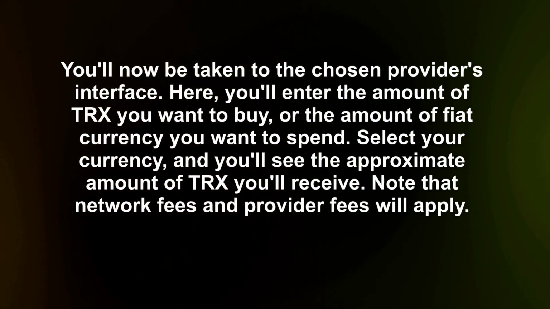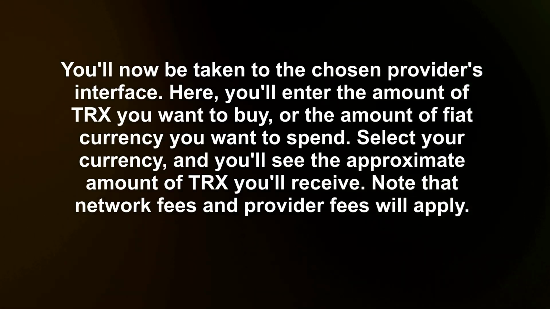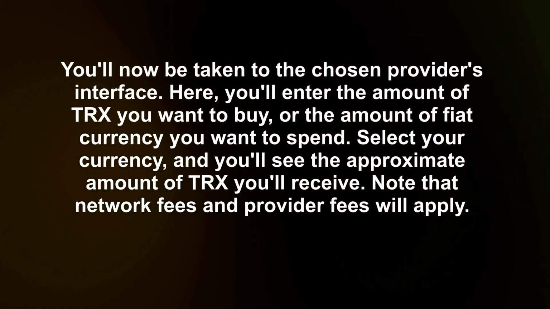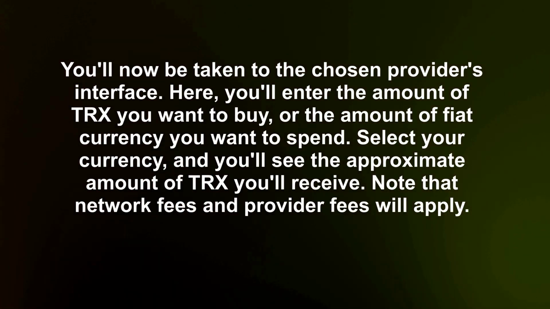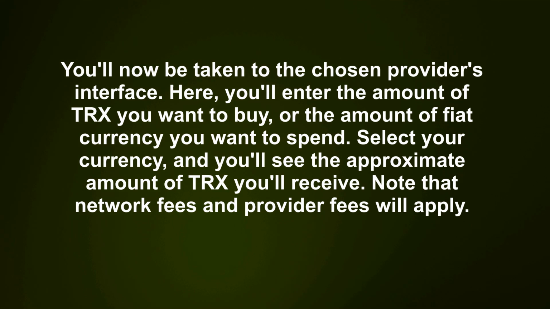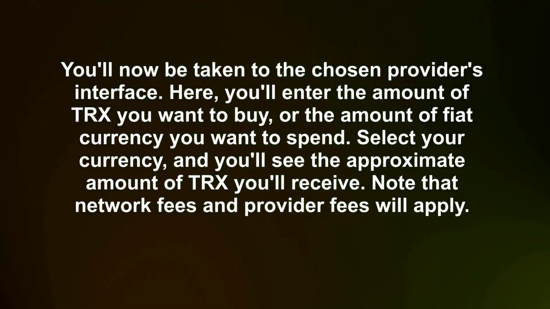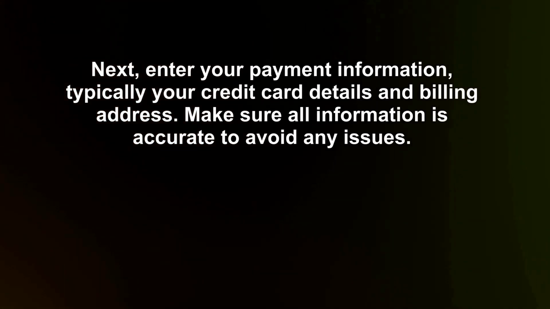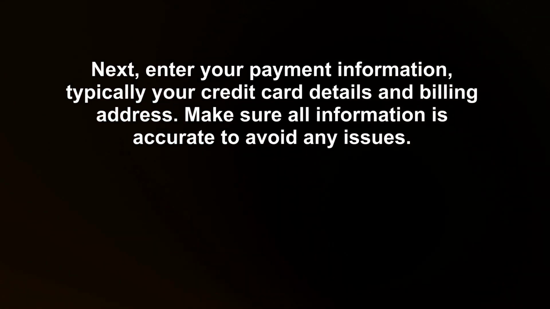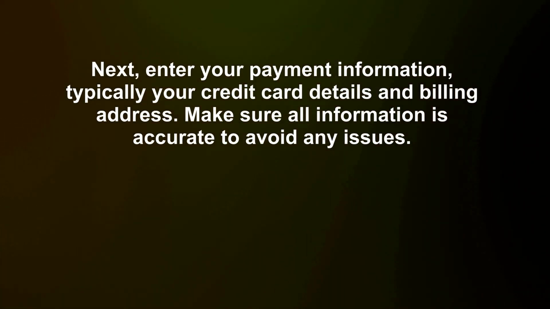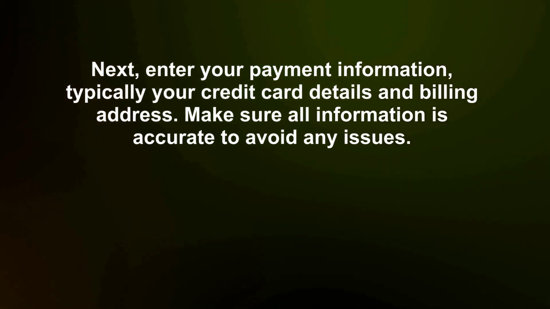You'll now be taken to the chosen provider's interface. Here, you'll enter the amount of TRX you want to buy, or the amount of fiat currency you want to spend. Select your currency, and you'll see the approximate amount of TRX you'll receive. Note that network fees and provider fees will apply. Next, enter your payment information, typically your credit card details and billing address. Make sure all information is accurate to avoid any issues.